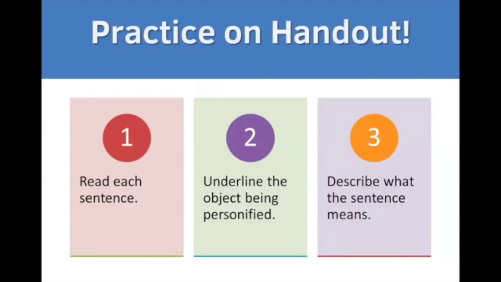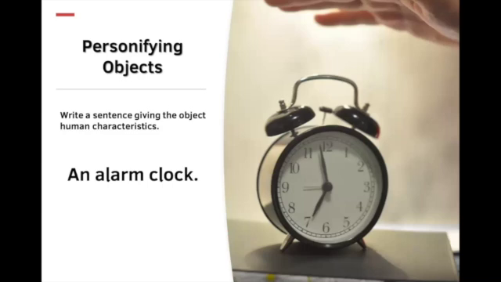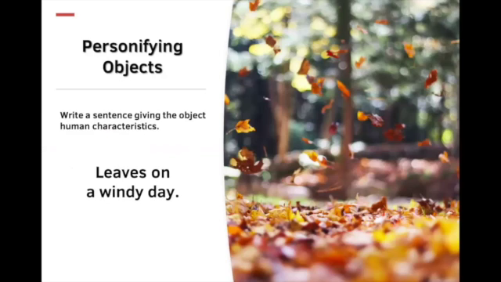So you guys are going to have your handouts, and we're going to look at ours in just a minute, but you're going to read each sentence. You're going to underline the object that is being personified, and then you are going to tell me what that sentence means. When objects are being personified, you're going to write a sentence giving the object human characteristics. So leaves on windy days, a light bulb, an alarm clock. You're going to have examples of these. So if I have my leaves on a windy day, I might say the leaves waved as they drifted by me.